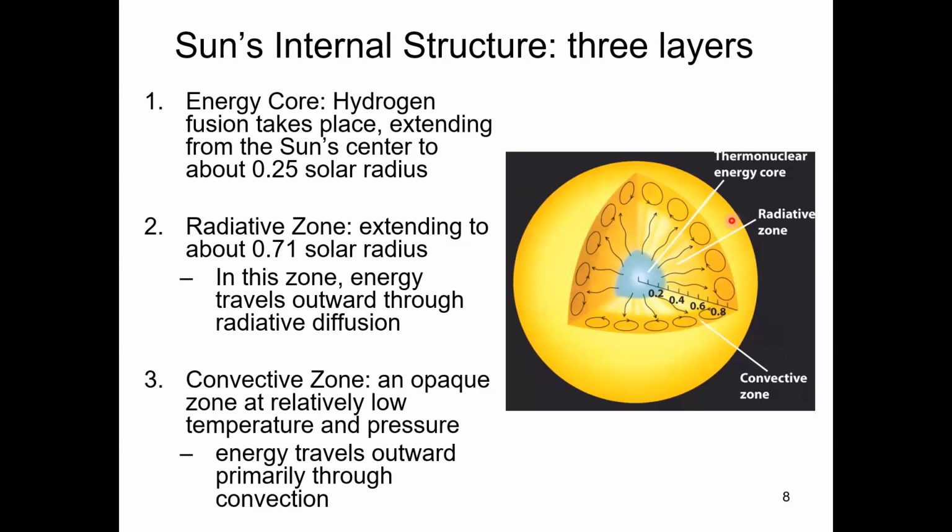So this is how the sun gives out the energy that it produces in the core, the 25% radius core. The first part is radiation, and then in the outermost layer, energy propagation takes place through convection.